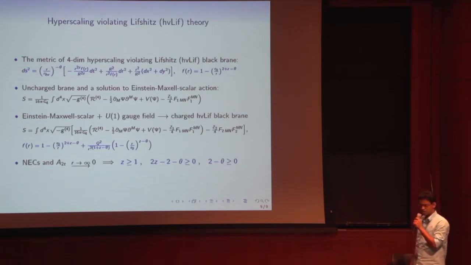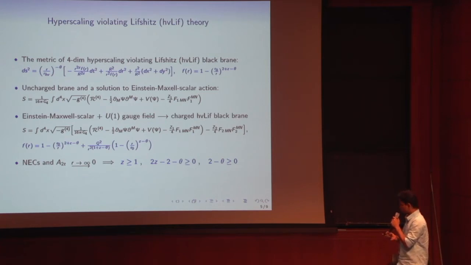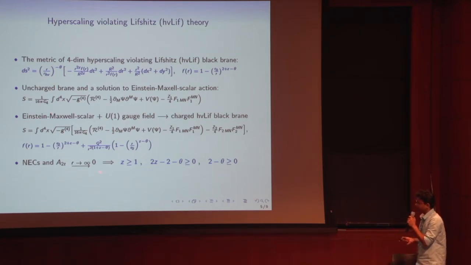Our second case is charged hyperscaling violating Lifshitz black branes in four dimensions. These are solutions to Einstein-Maxwell-scalar theories with an additional gauge field, where one gauge field and the scalar field source the non-relativistic background, while the other gauge field gives the charge. These solutions are stable. The null energy conditions and the vanishing of the second gauge field give constraints on the Lifshitz exponent z and the hyperscaling violating exponent theta.